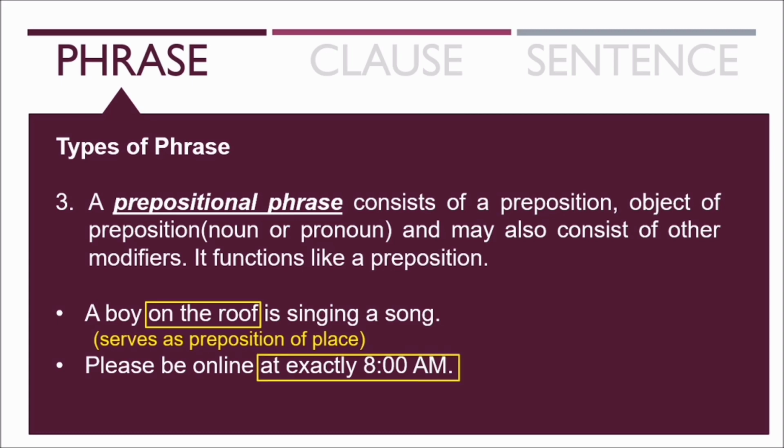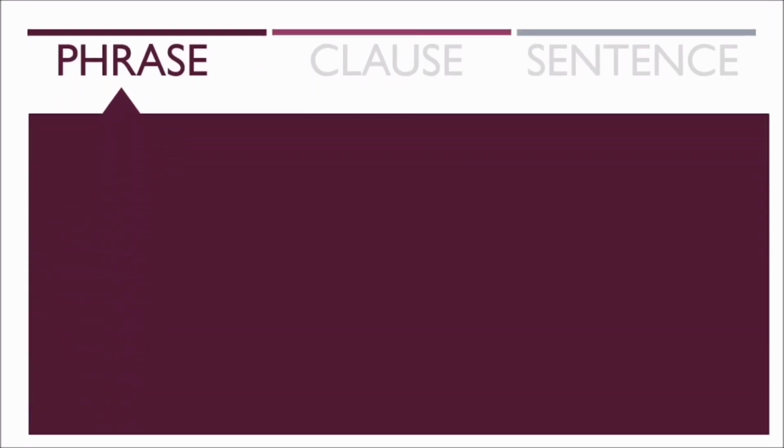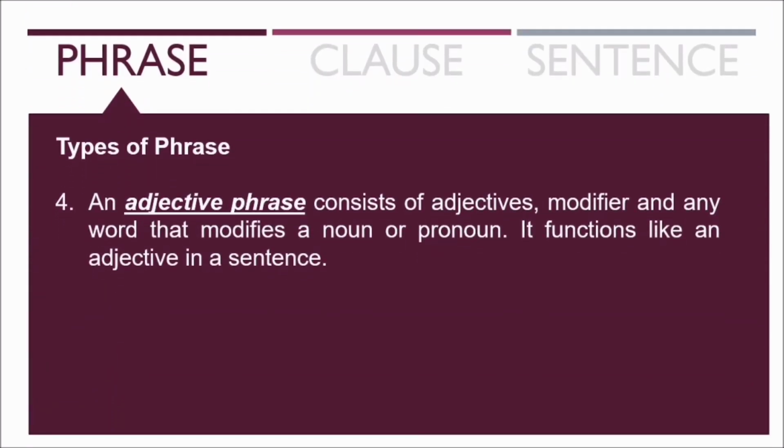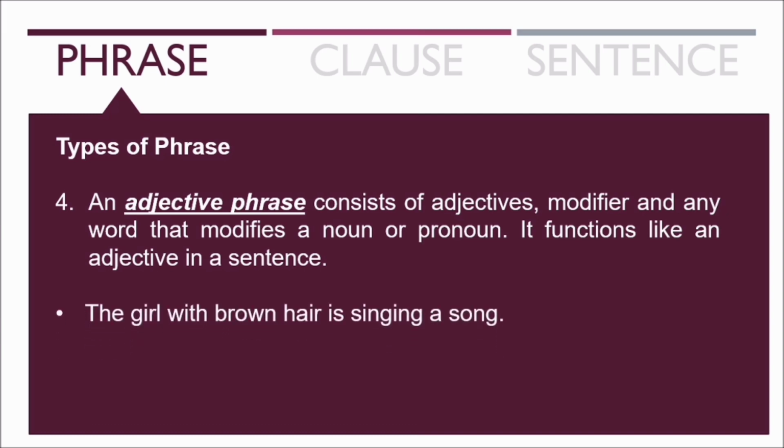Very good. The correct answer is at exactly 8 o'clock a.m. Now, let's go to our adjective phrase. When we say adjective phrase, it consists of adjectives, modifier, and any word that modifies a noun or pronoun. It functions like an adjective in a sentence, of course. For example, the girl with brown hair is singing a song. With brown hair is our adjective phrase. Why? Because it modifies or it describes the girl who is singing a song.